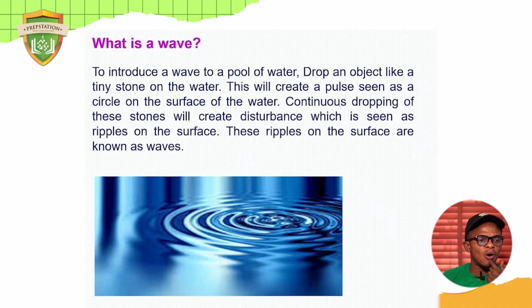Now, this will create a pulse seen as a circle on the surface of the water. We do this every day. It's very simple. Just drop something on a pool of water, even water in a bowl. You will see a spherical wave pattern form on that surface. Now, this will create a disturbance which is seen as ripples on the surface of that water. Remember, I'm still trying to describe what a wave is all about. Now, these ripples on the surface are known as waves.